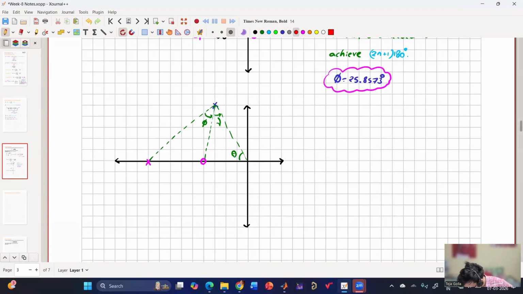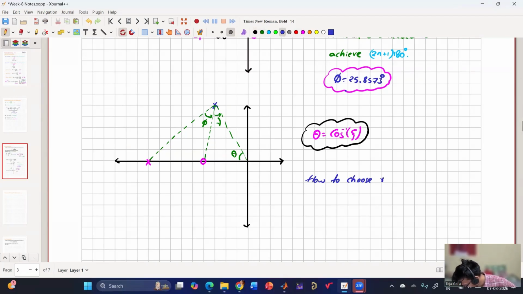So theta is nothing but cos inverse eta. And then my phi is also fixed, but I don't know gamma. So how to choose gamma? The question remains how to choose gamma, because choosing my gamma will decide the transient response. So this will decide the response, right? So now how do I choose gamma?